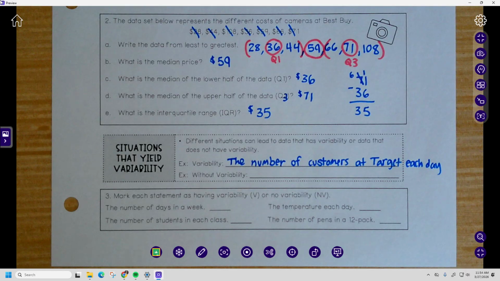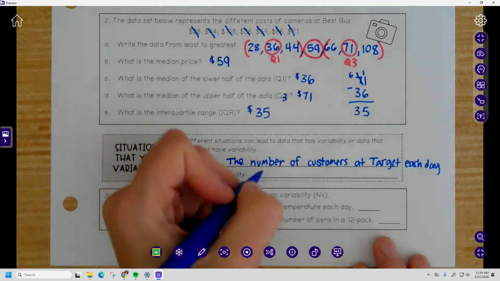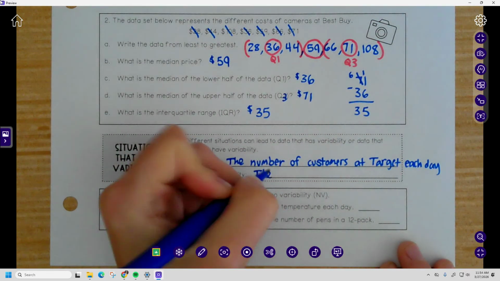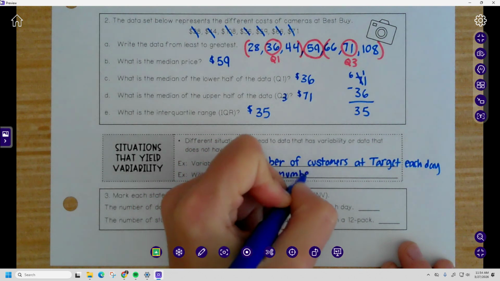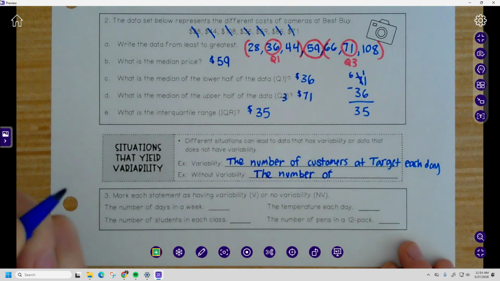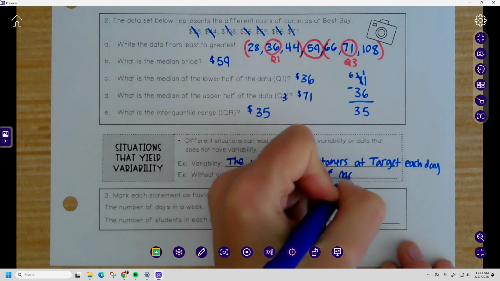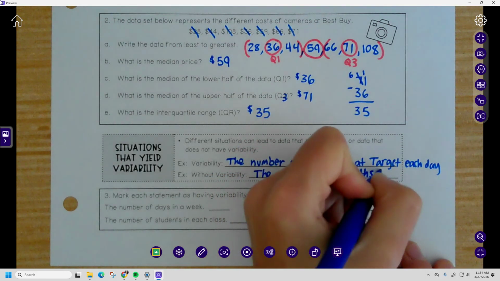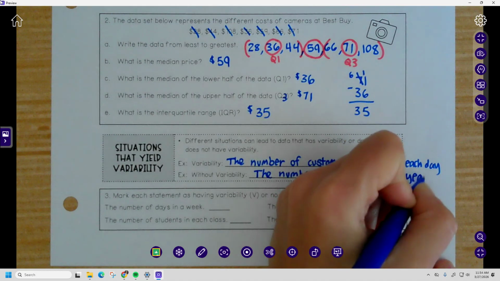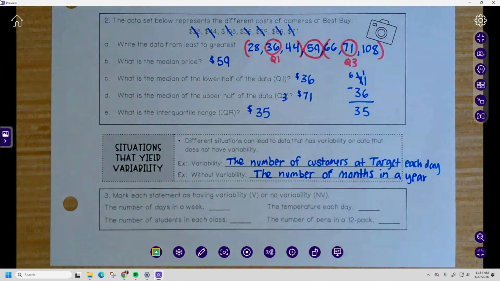A situation without variability might be, let's say, the number of months in a year. That has no variability because there's always going to be 12 months in a year. Doesn't matter if you're looking at last year, this year, next year. 1957 still has 12 months in a year. So that has no variability.